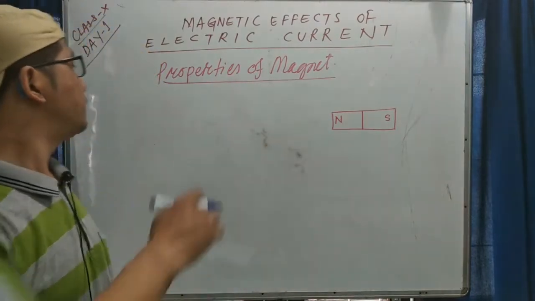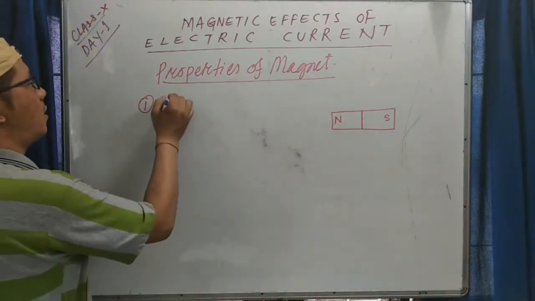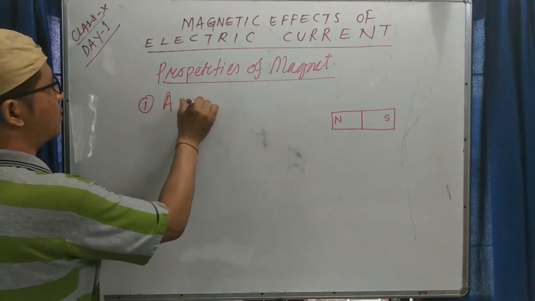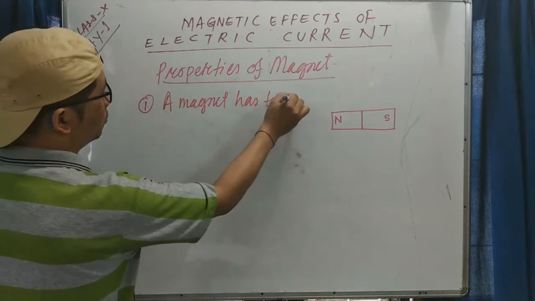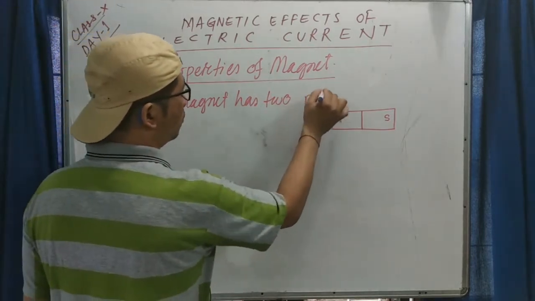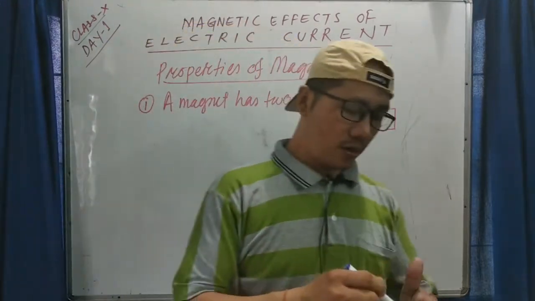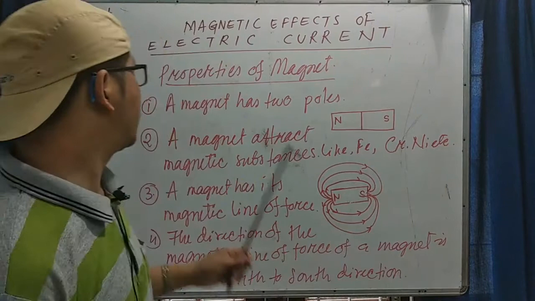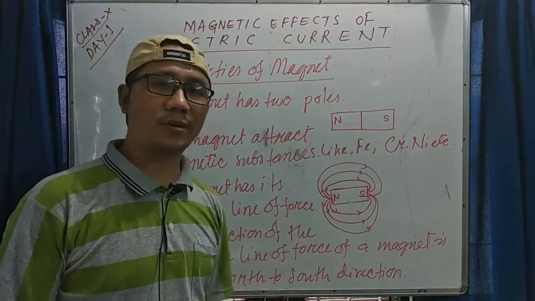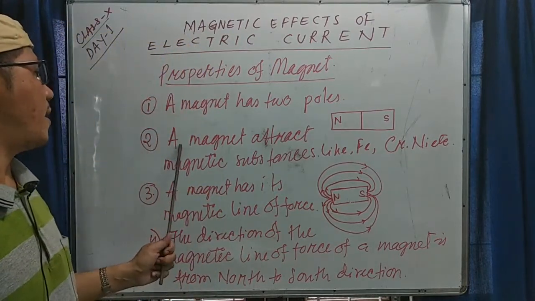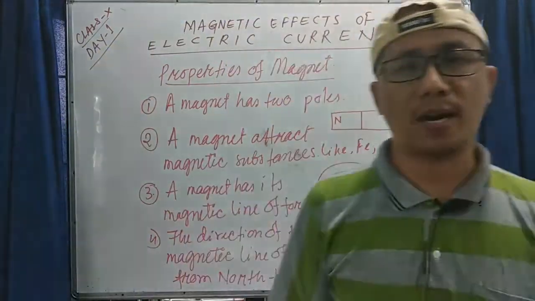And here, let's write down the first point of the properties of a magnet. A magnet has two poles, or two end points we can say. We already learned that a magnet has two poles, north and south poles, right? And the second point: a magnet attracts magnetic substances like iron, chromium, nickel, etc.